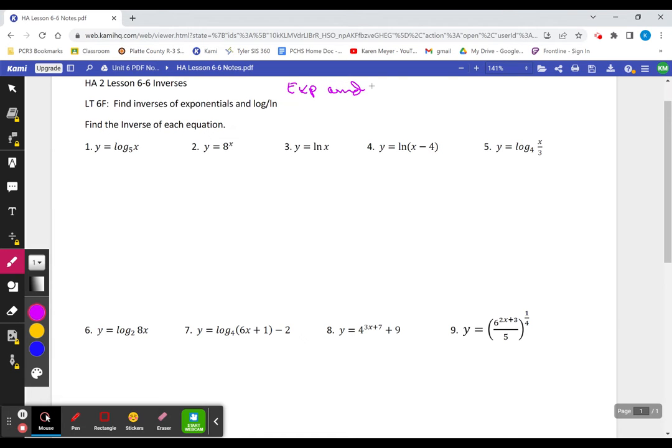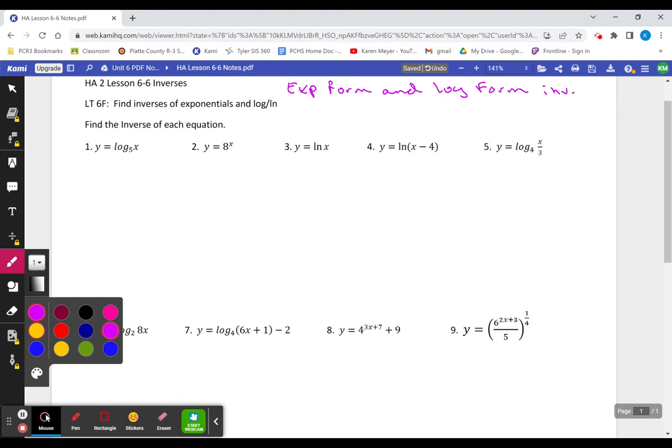One thing that we need to remember from the earlier lessons is that exponential form and logarithmic form were inverses of each other. Now, in case you don't remember those, let's go ahead and write down what those forms were. So exponential form is y equals b raised to the x. And the logarithmic form is log base b of y equals x.